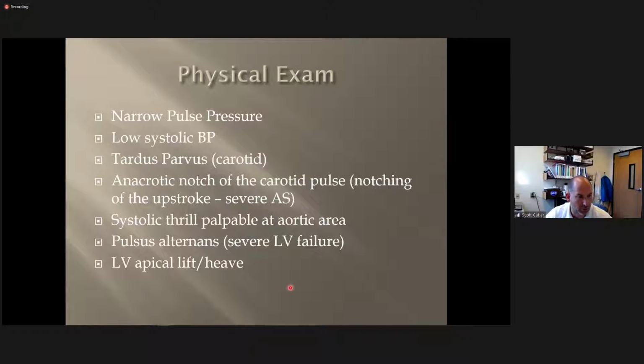Okay, so we got the thrill, we got the pulsus alternans, so it's kind of alternating pulse intensity. That goes along with severe left ventricular heart failure. Then left ventricular apical lift or heave. When the heart contracts, it hits the chest wall, but it really pushes. If you look at a child's chest wall, you can see where the heart is beating. That becomes more prominent in an adult too. Typically we have a bigger fat pad in that area, but you can see that lift or heave on the chest wall just as you're observing the chest without clothing on.